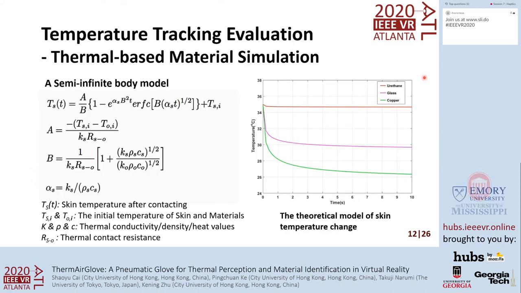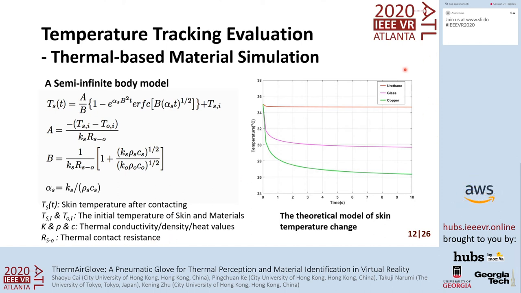Then we adopt a thermal infinite body model for our system to evaluate the human skin contact process for thermal-based material simulation. The thermal infinite body model has been widely used in material simulation for real-world objects, so we want to take this model as a reference for our system. These formulas show the change of human skin temperature. TS is the skin temperature change after contact, and TSI and TOI are the initial temperatures of skin and material. K, rho, and C are constants: thermal conductivity, density, and heat capacity. RSO, the thermal contact resistance, can be calculated with these constants.